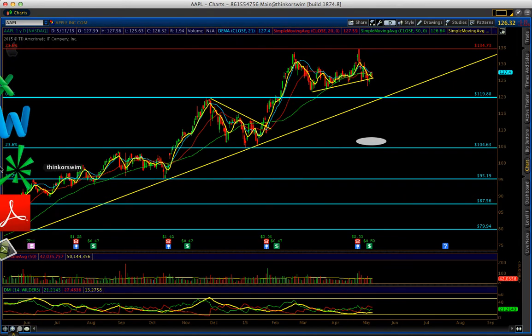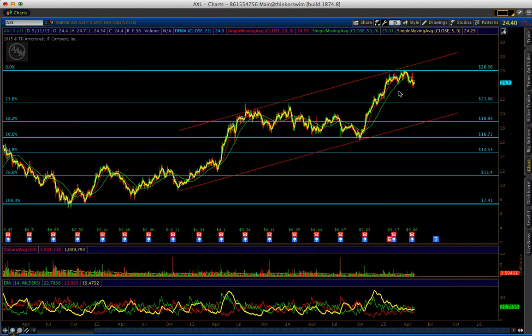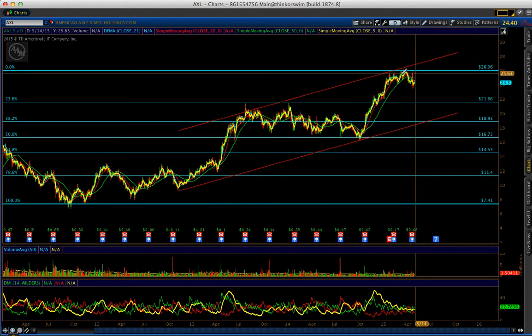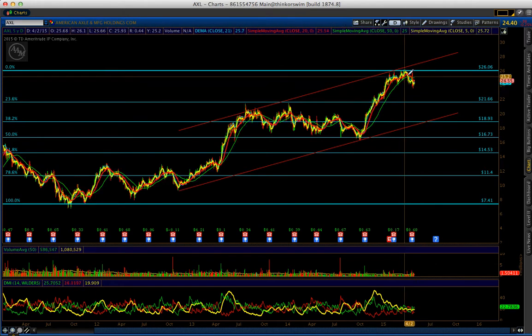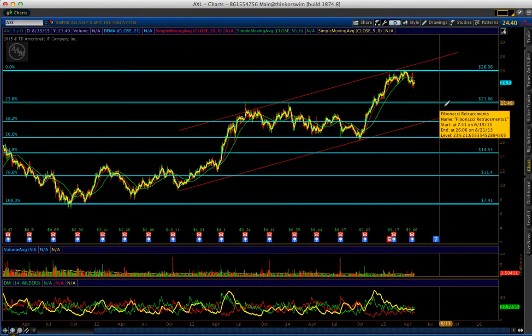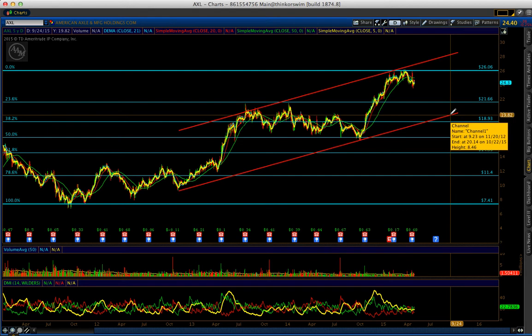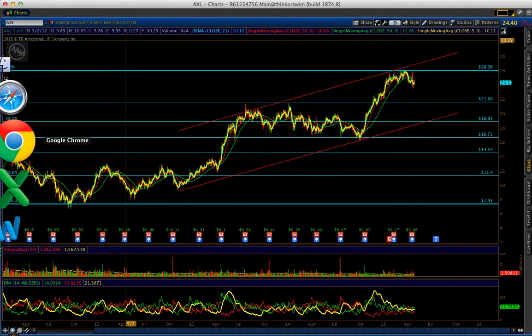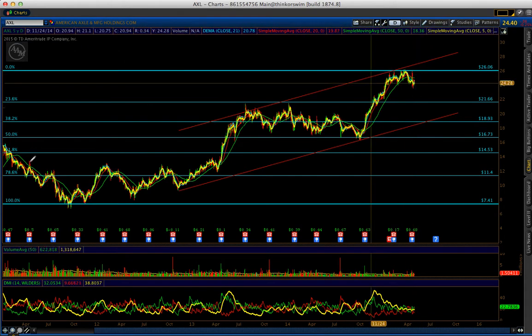Now let's talk about another one. Let's talk about AXL. So you can see here it's trending inside this channel, but it's at the top. I don't like it right here to go long. I would prefer to go short because this thing looks like it's gonna go to 21 and probably 19, the bottom of this uptrend channel. So keep it in your list for short, not for long.